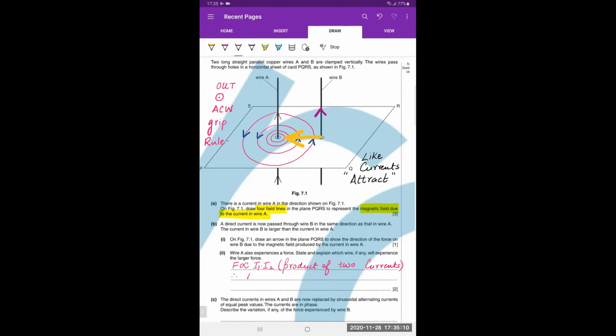Therefore, each wire experiences the same amount of force. Okay, next वाला part देख लो. थोड़ा सा इसको scroll up कर रहा हूँ.